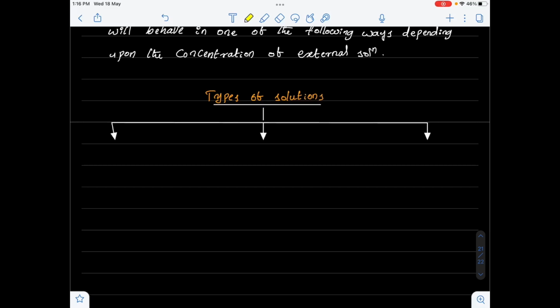So first, what is meant by solution? Solution is the combination of solute and solvent. For example, if you take a sugar solution or a salt solution, here I am taking sugar solution. In this, sugar is the solute and water is the solvent. Now here let us talk about types of solutions.